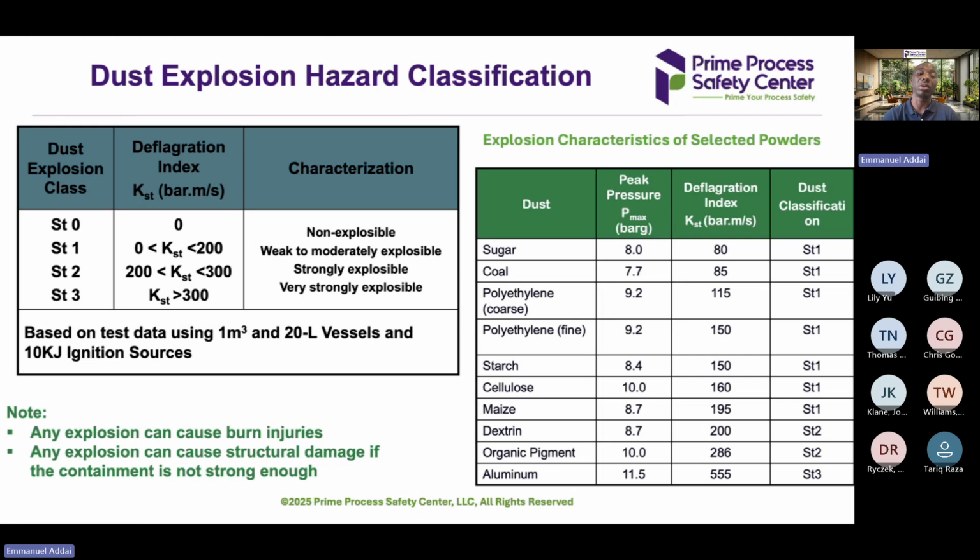Normally tests are done using either the cubic meter or the 20-liter sphere with the 10 kilojoule igniter, and we have the capability to do such tests in the lab here. And this is some of the data. As I said, this is just generic data. Never use this data, test your own material. Some aluminum could be ST2, while we have tested some aluminum which is ST1, depending on how the material has oxidized. These are generic data to show the behavior of such materials.